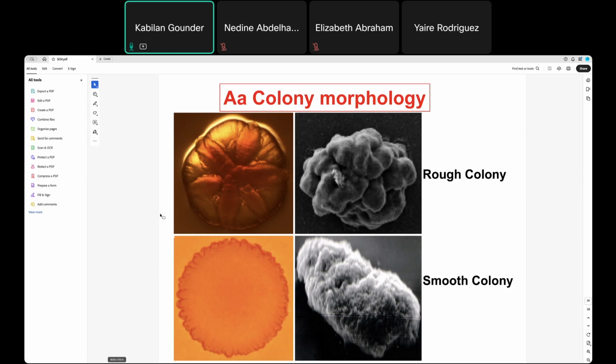So when you look at this light microscopy, it shows a typical star-shaped structure of AA that is lacking in the laboratory variant. When you go to the scanning electron microscope, you can see the two different biofilm structures of this colony. The scanning electron microscope gives more detail about the overall structure of this biofilm architecture.